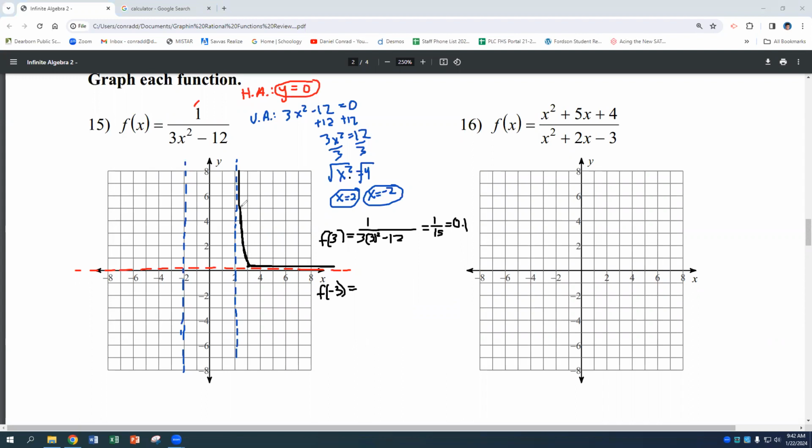Okay. All right, now I'm going to pick a point over here. I'm going to do -3. It's got to be to the left of this vertical asymptote, so -3. So it's 1 over 3 times -3 squared minus 12. Okay, that's going to give me the exact same answer. It's going to give me 1 over 15, which is approximately 0.1, which is right here, which means I am still above that axis. Okay, not the greatest line drawn, but looks pretty good there.